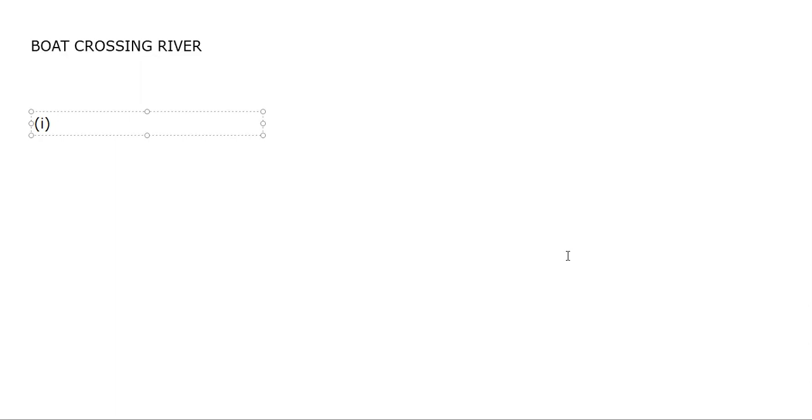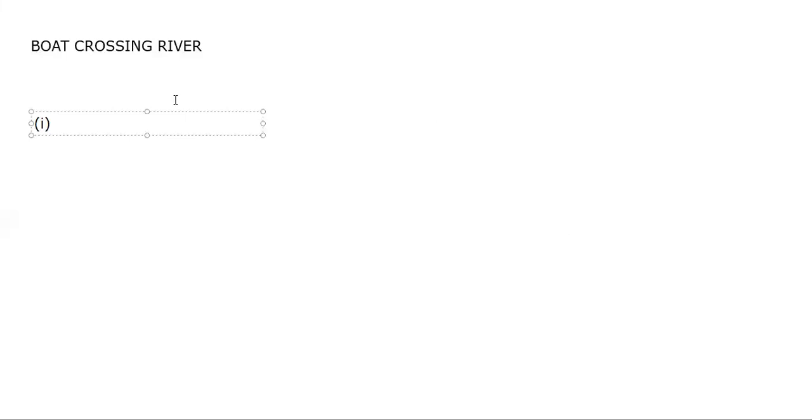Right now, there are two ways in which a boat wants to cross a river. Suppose the width of the river is, let us say, D or S, whatever you want to take as the symbol. It can cross in two ways, either along the shortest path or along the shortest time.